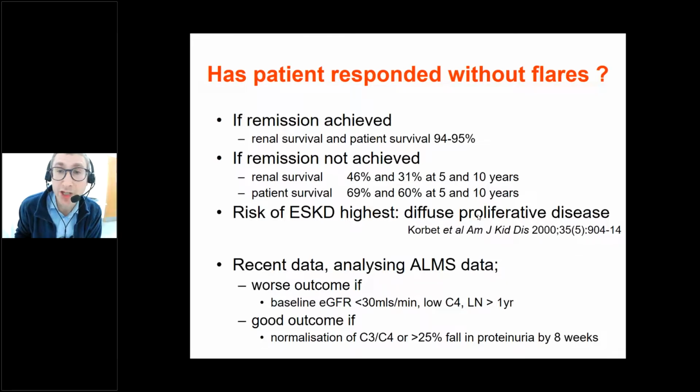Those who have a diffuse proliferative class 4 lupus nephritis generally do worse, especially if they've got a reduced GFR, hypocomplementemia, and active lupus nephritis for a year. Whereas those who don't have a genetic form of lupus nephritis, where you normalize your complement C3/C4 and you have a reduction in your proteinuria by 8 weeks, usually do much better.